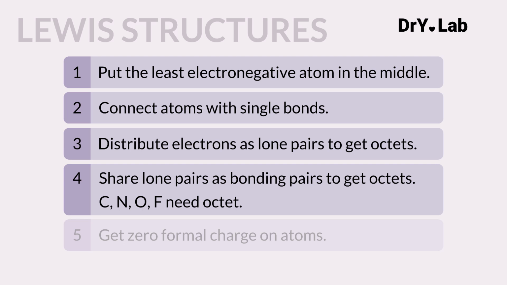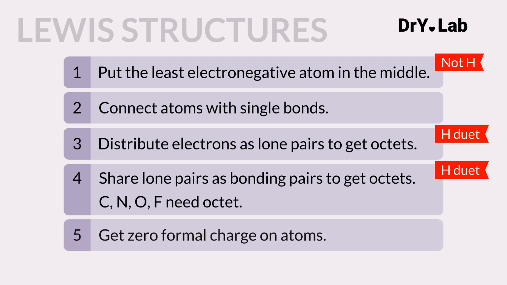The atoms C, N, O, and F, which is not shown here, all need an octet. Hydrogen is a weird one. Hydrogen cannot be a central atom, and hydrogen only takes a duet, 2 electrons, not an octet. And also consider formal charge. Try to get the formal charge as close to 0 as possible for all of the atoms in the molecule.